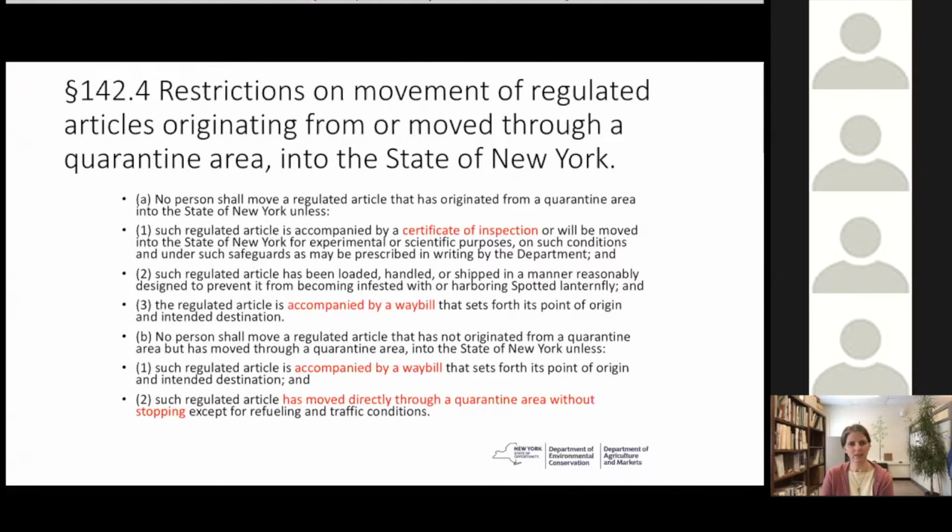It also has to be accompanied by a waybill. And this is very important for our inspectors that are out on the roads checking material coming through. This allows us to know where it came from and where it's destined to, and whether it should be regulated and subject to this part. Also, anything that's moving through the quarantine area from an area that's not known to be quarantined and destined to New York or through New York also has to have a waybill and has to move directly through the quarantine area without stopping, with the exception of fueling and traffic conditions.